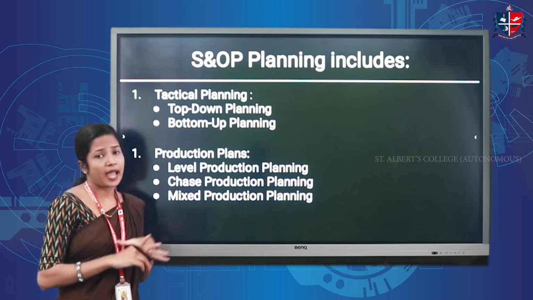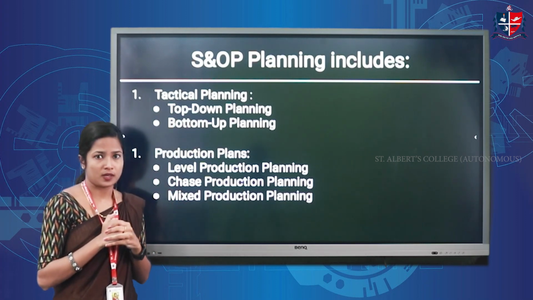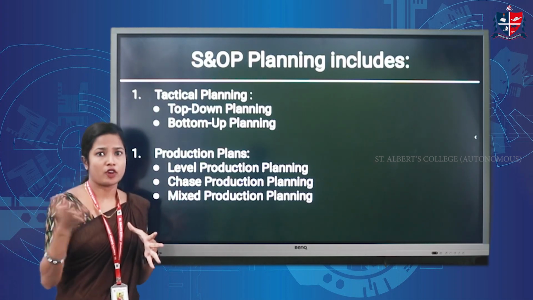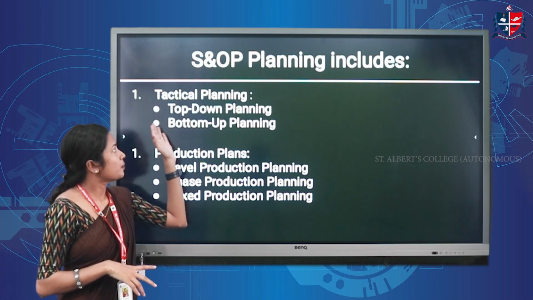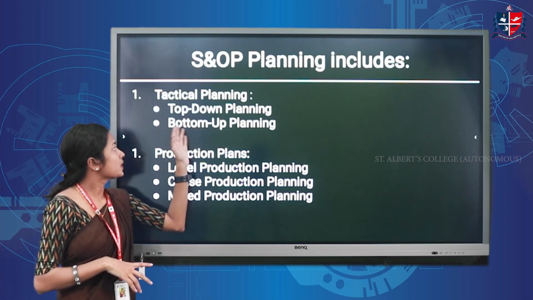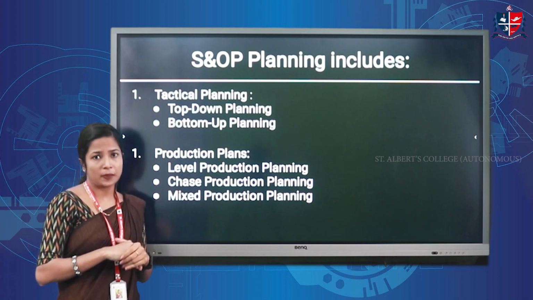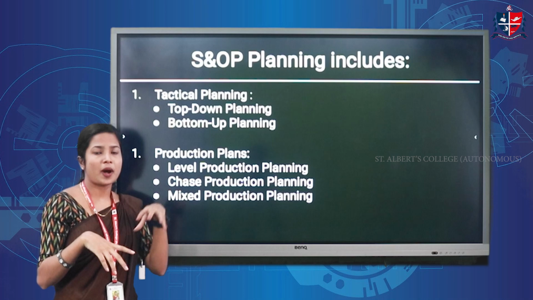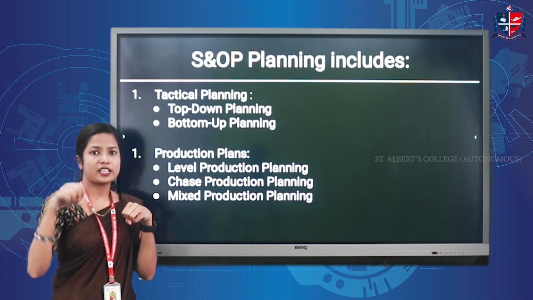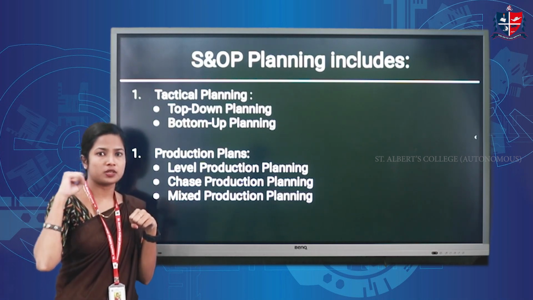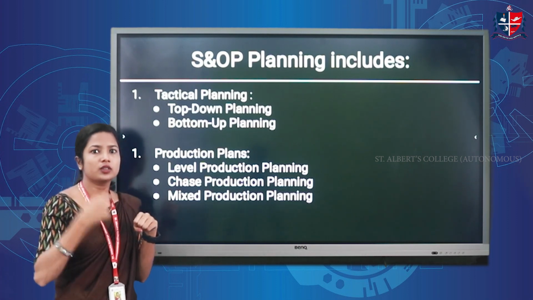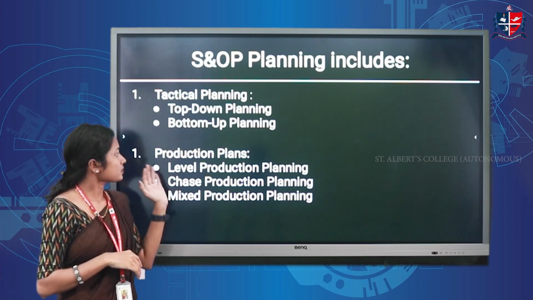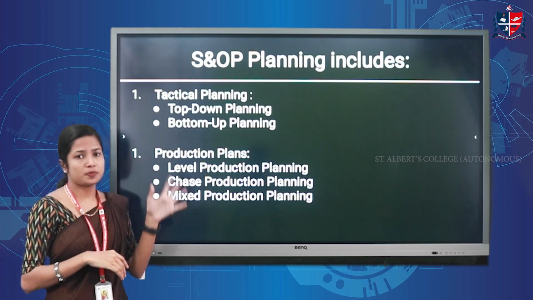Top-down planning is done by the top management. They analyze the demand for the product in the market and the external environment, and plan accordingly. The second one is bottom-up planning. This planning is done by the department heads, like the marketing manager, HR manager, finance manager, and production manager. These executives do this type of bottom-up planning. And the second type is the production plan.